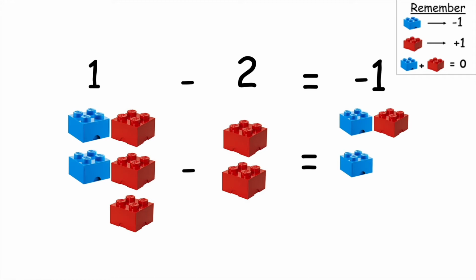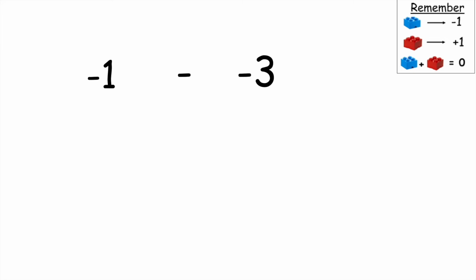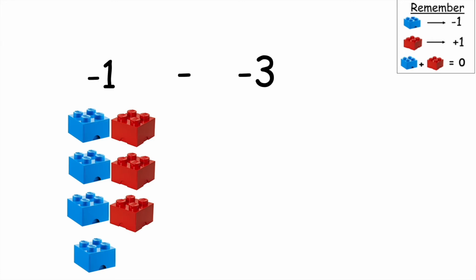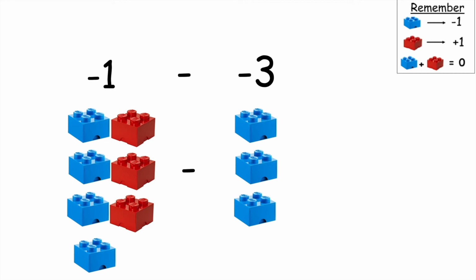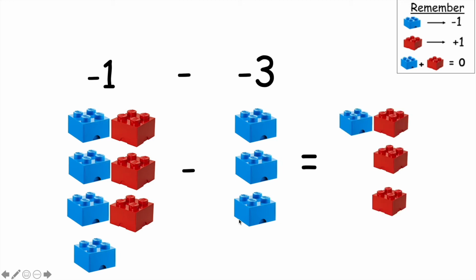Continuing with this idea, if I have -1 and I'm going to subtract -3 from it, have a look how I'm going to represent this. I've got 3 rows, they equal 0, and I've just got 1 blue Lego brick. And I'm going to take away from that 3 blue bricks. Think about what you're going to be left with if you subtract these 3 from this diagram here. I'm going to be left with the number 2.